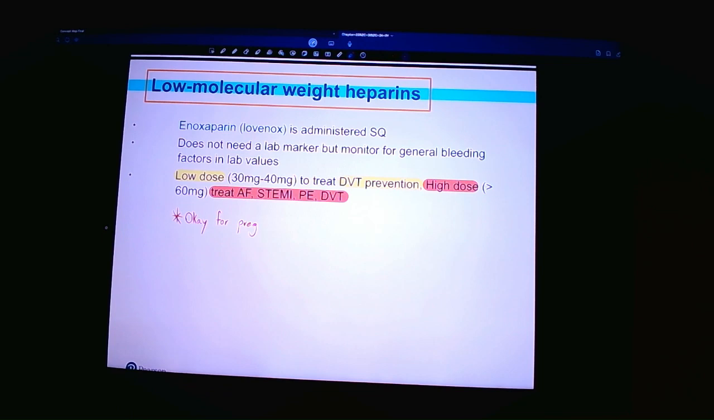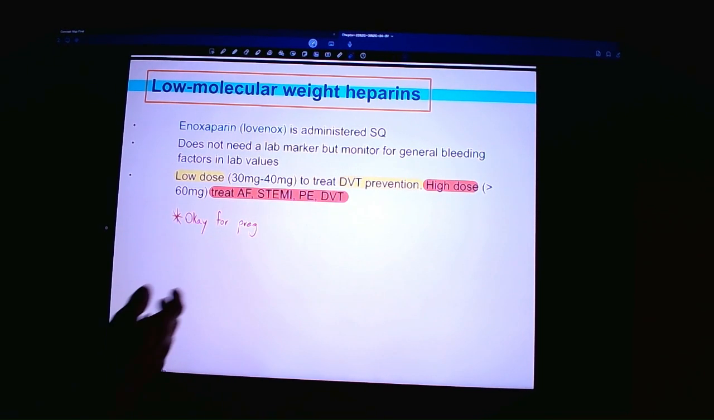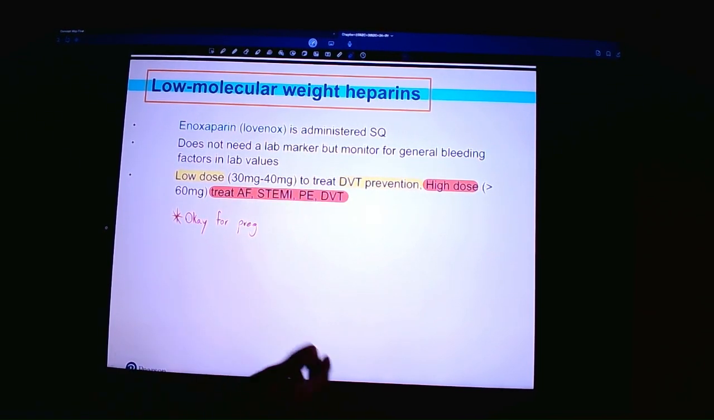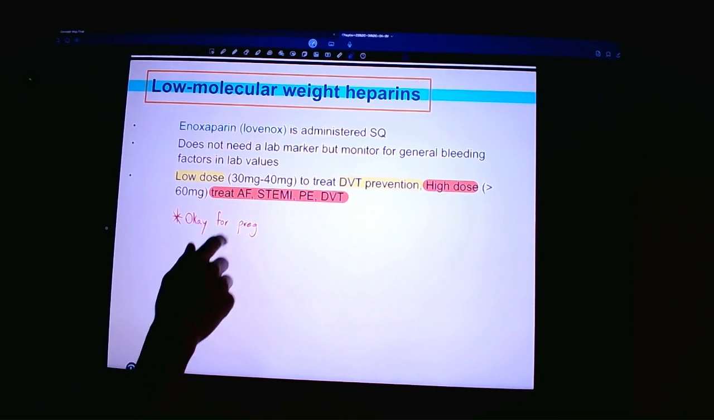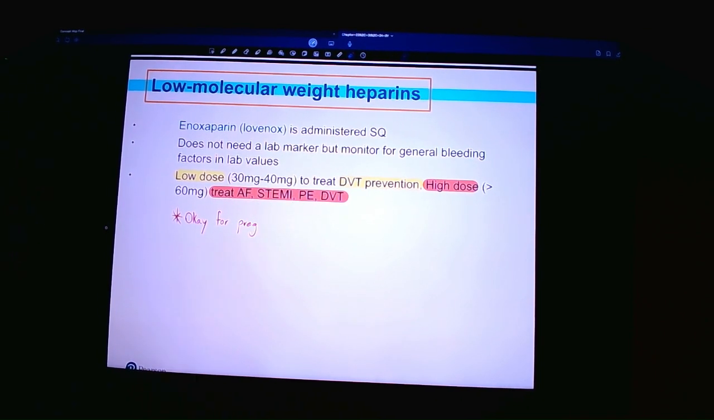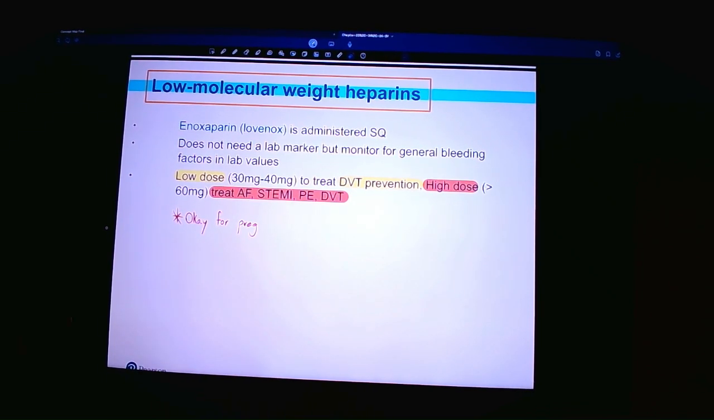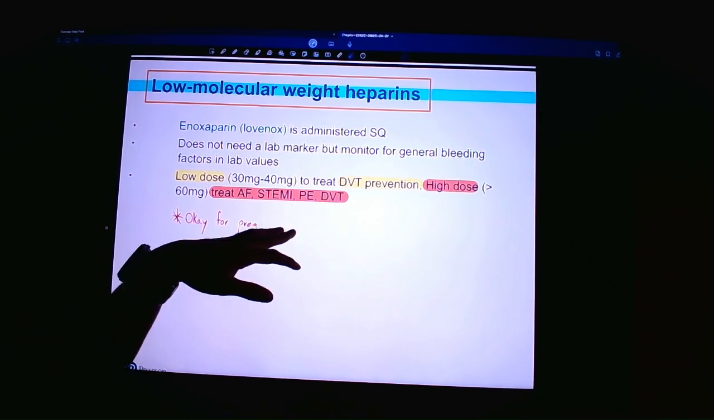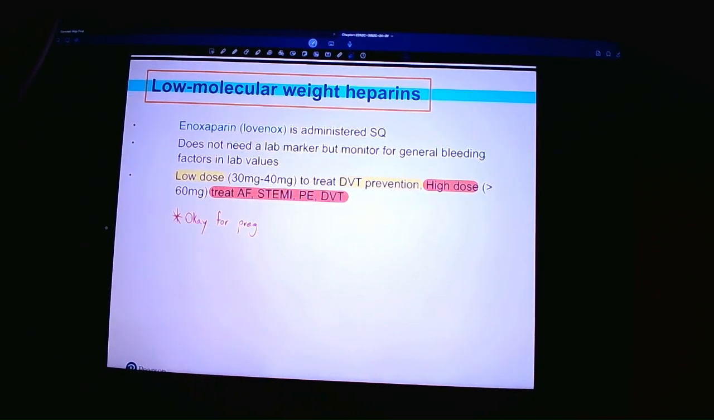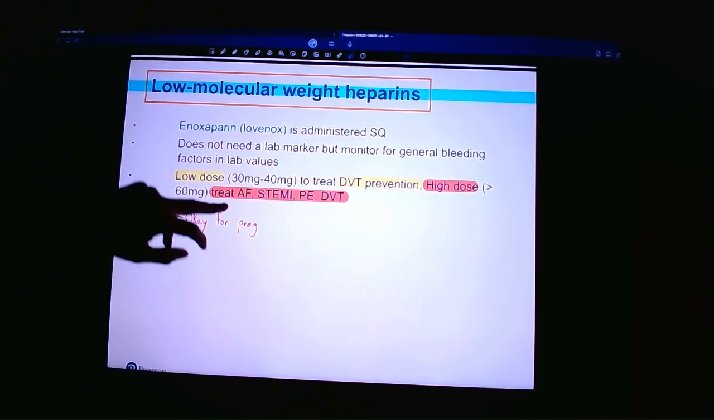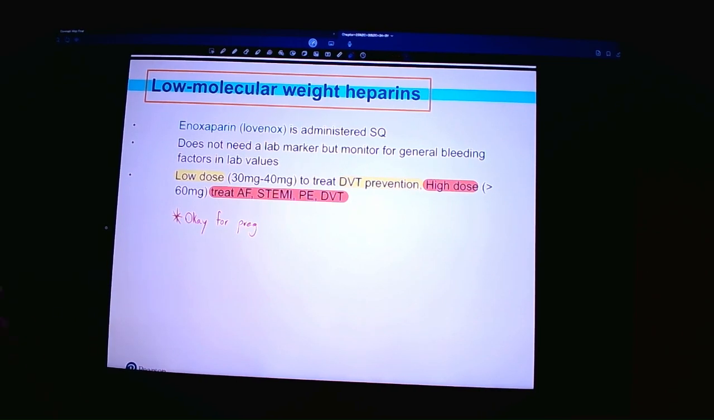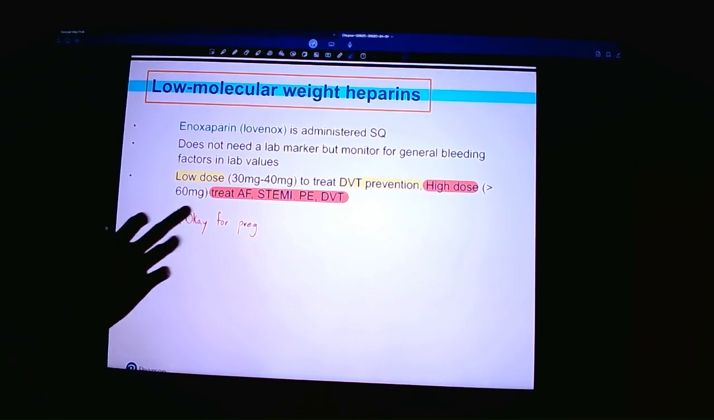And high dosages is a little different compared to the other things heparin does, because high dosages of Lovenox treat atrial fibrillation, STEMI, pulmonary embolism, and there's DVT again, but I would imagine a much more extreme DVT. Pulmonary embolism we already talked about on the other one. DVT we already did, but atrial fibrillation and STEMI, they're both a little bit more unique.